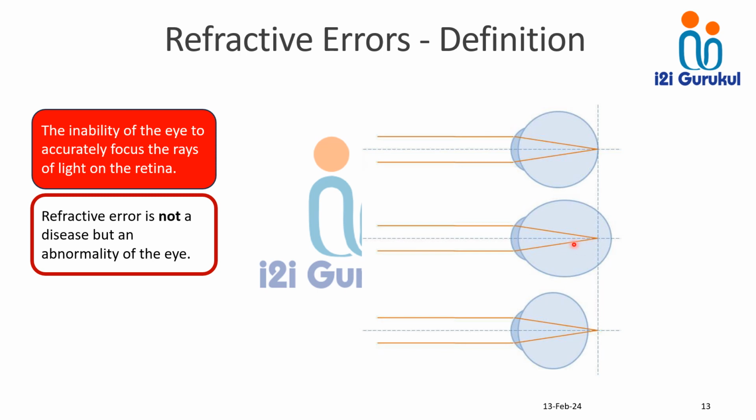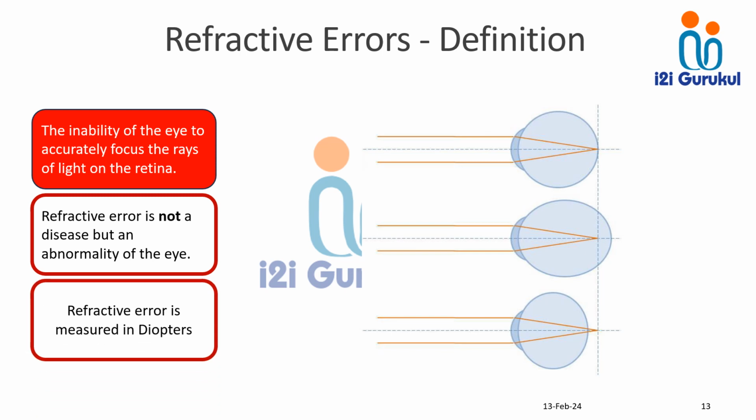rays of light focused in front of the retina, that is what we call myopia, and the rays of light focused behind the retina, that is what we call hypermetropia. Okay, refractive errors are measured in diopters.